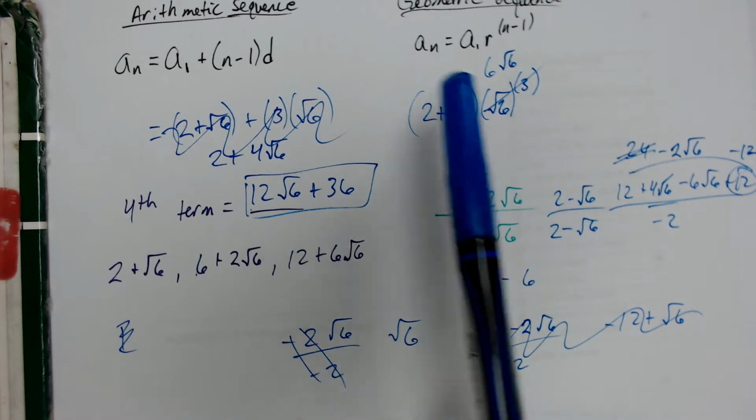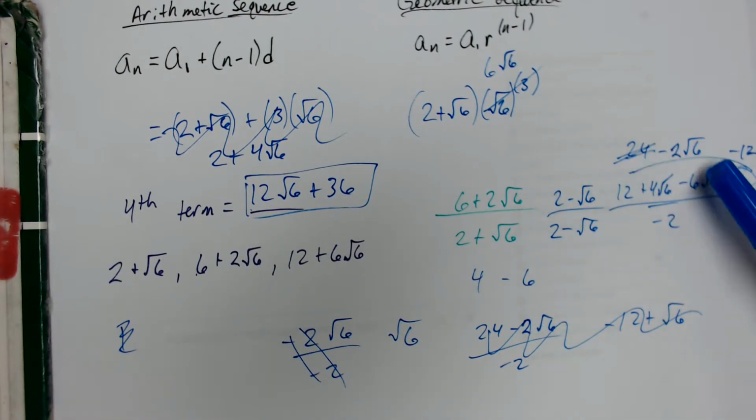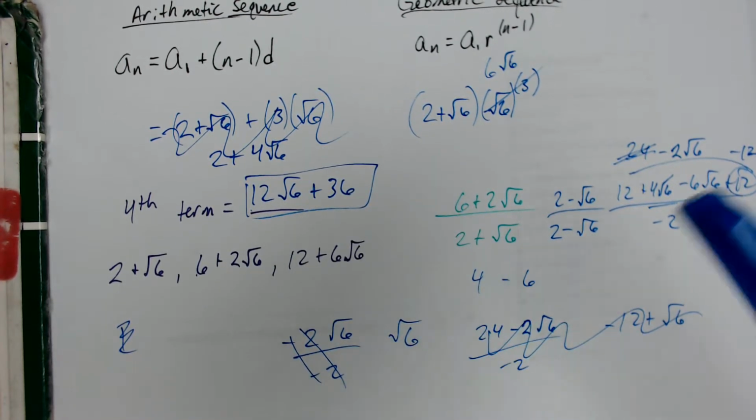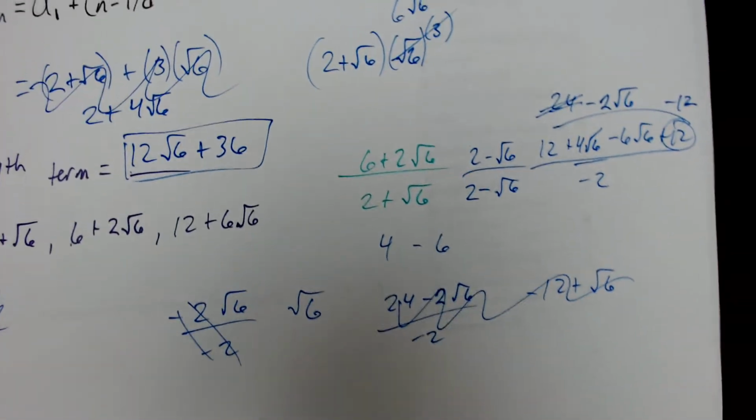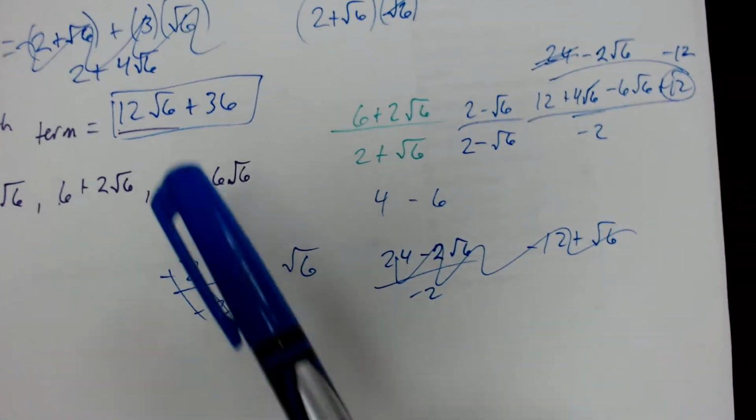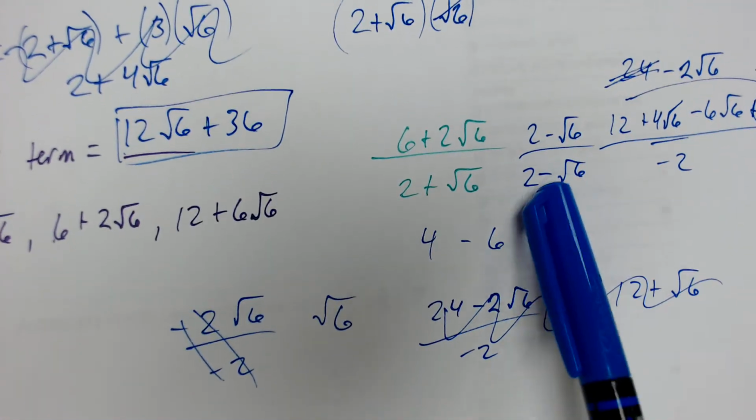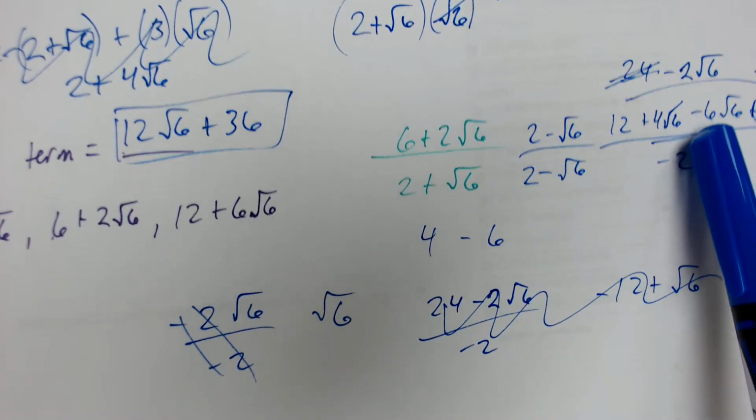So this is the arithmetic sequence. This is how we do it with other things. There's a lot of algebra involved here, which has been a little while since I've had to focus on that. So make sure you keep track of your radicals. Make sure you are foiling correctly.